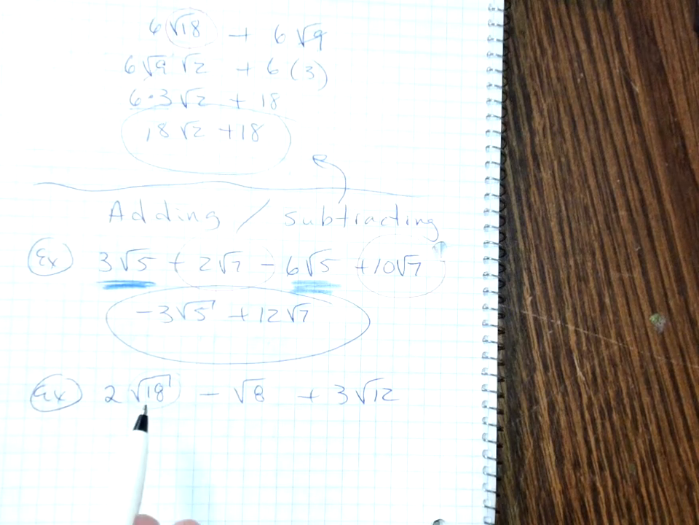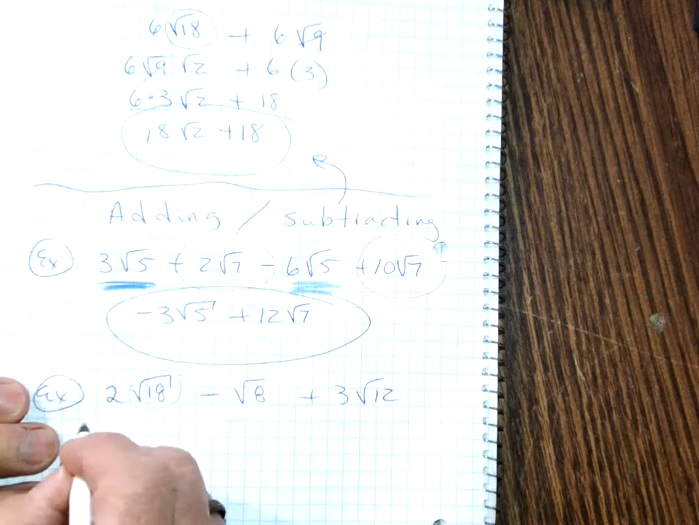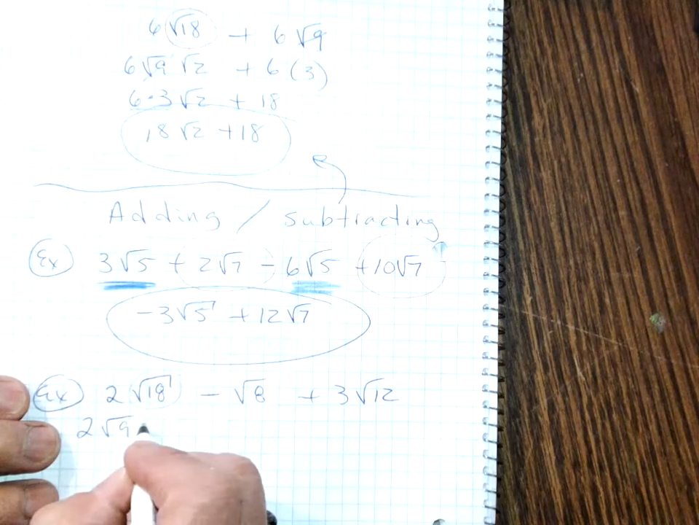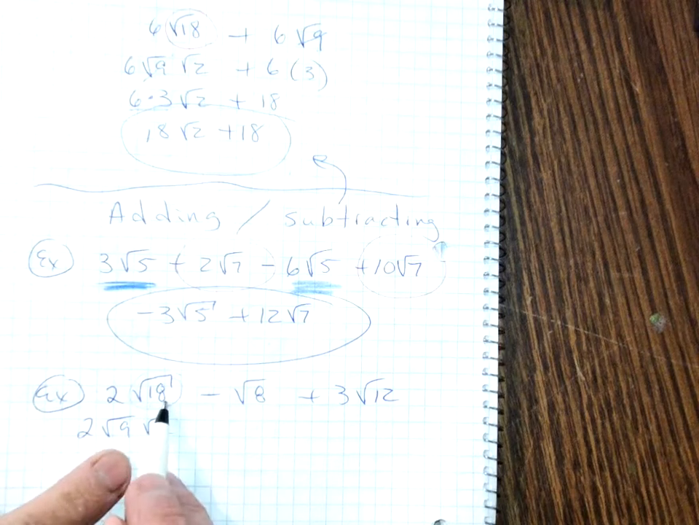Let's use 9 times 2 because 9 is a perfect square. Don't use 6 and 3. 9 times 2. So I'm going to rewrite this as 2 square root of 9 times the square root of 2, because 9 times 2 is 18.